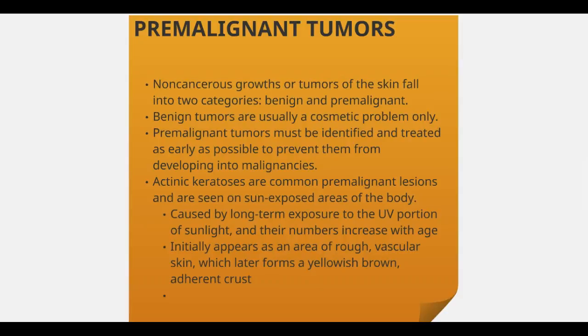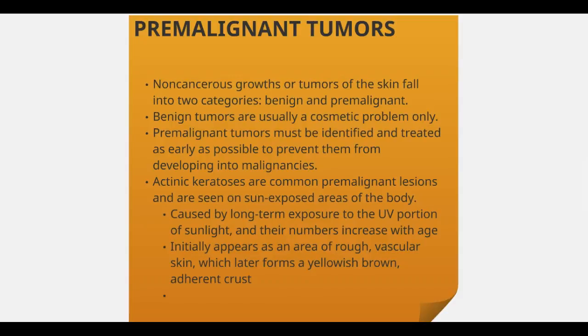Pre-malignant tumors, on the other hand, must be identified and treated as early as possible to prevent them from developing into malignancies. So actinic keratoses are common pre-malignant lesions, and they are seen on sun-exposed areas of the body. It's caused by long-term exposure to the UV portion of sunlight, and their numbers will increase with a person's age. So that makes sense, because the older you are, the longer you've been exposed to the sun, right? A 2-year-old can't possibly have spent the amount of time in the sun that a 75-year-old has. So it makes sense that the number is going to increase with age.